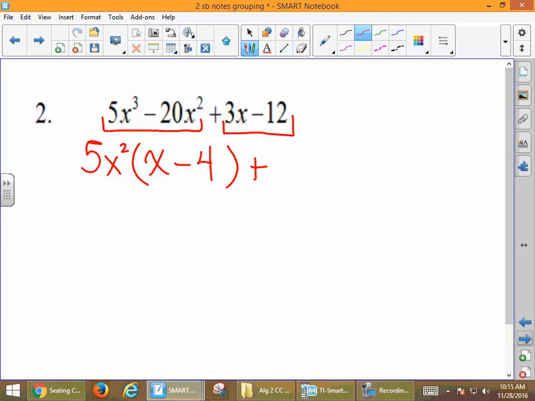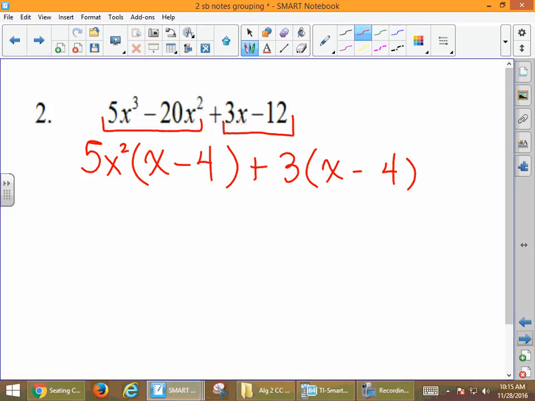We factored the GCF in our first group, now let's factor our GCF in the second group. What's in common between 3 and 12? Jordan? It's 3. 3x divided by 3 is x. 12 divided by 3 is 4.